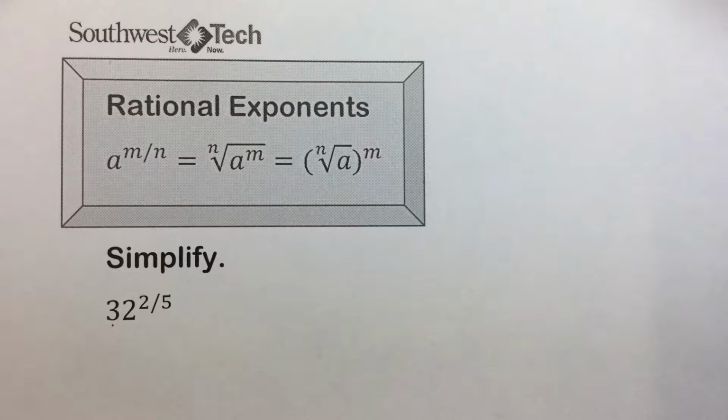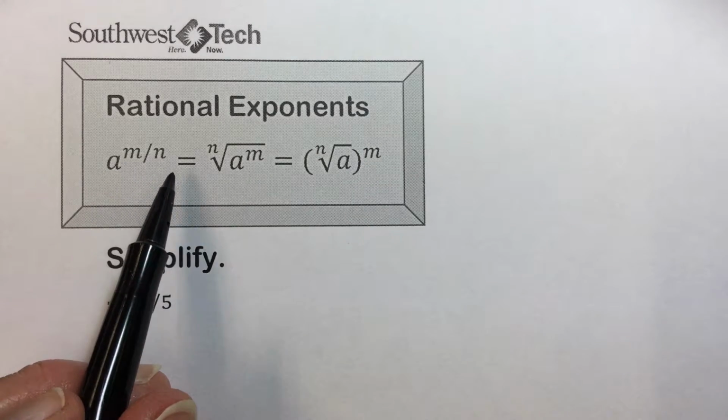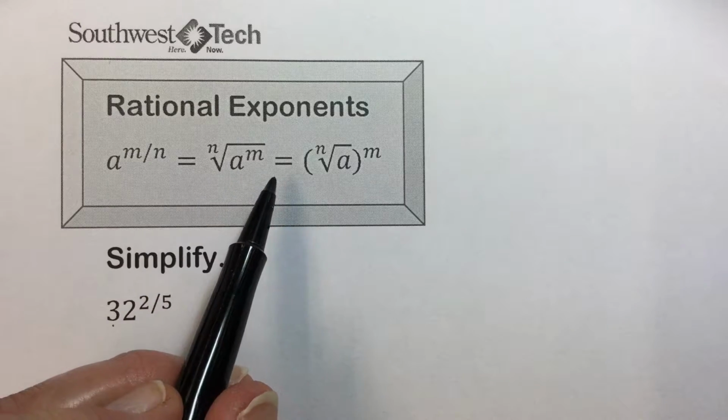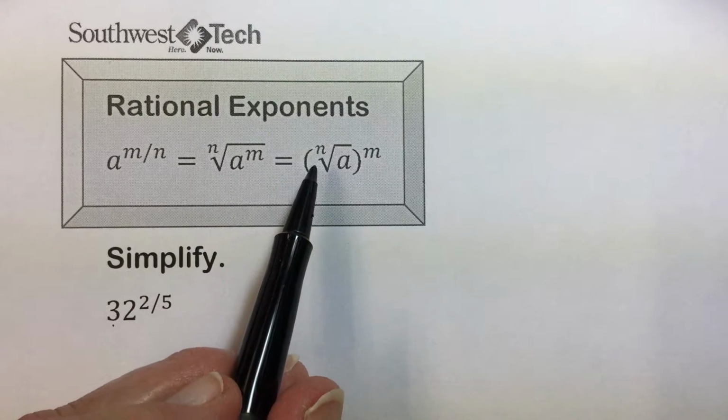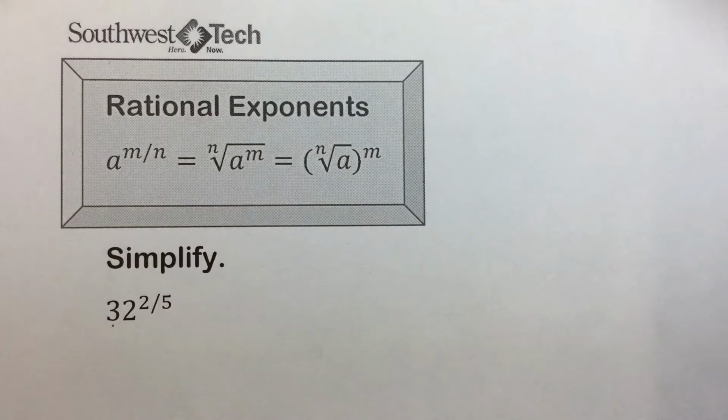The definition of rational exponents states, for any natural numbers m and n, where n is not equal to 1, and any real number a for which the nth root of a exists, a to the m over n power is equal to the nth root of a to the m, or is equal to the quantity nth root of a raised to the m power.